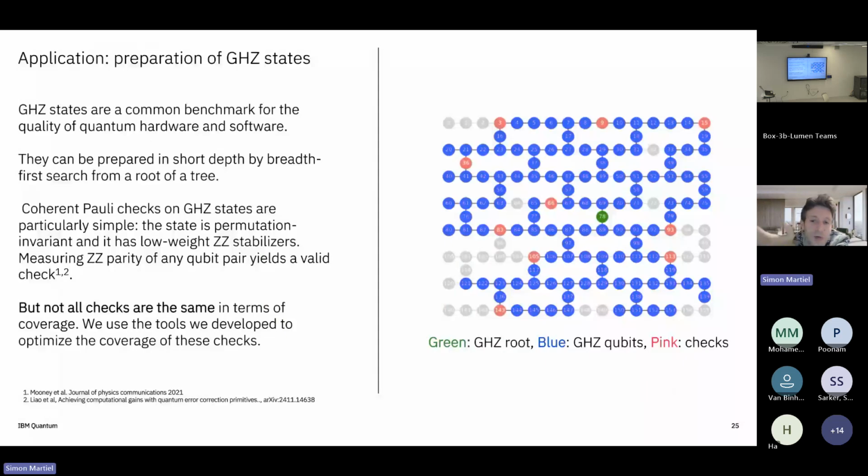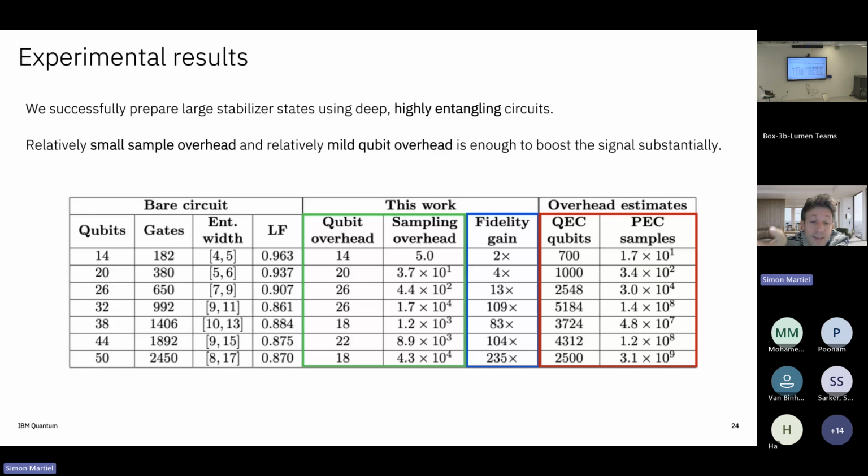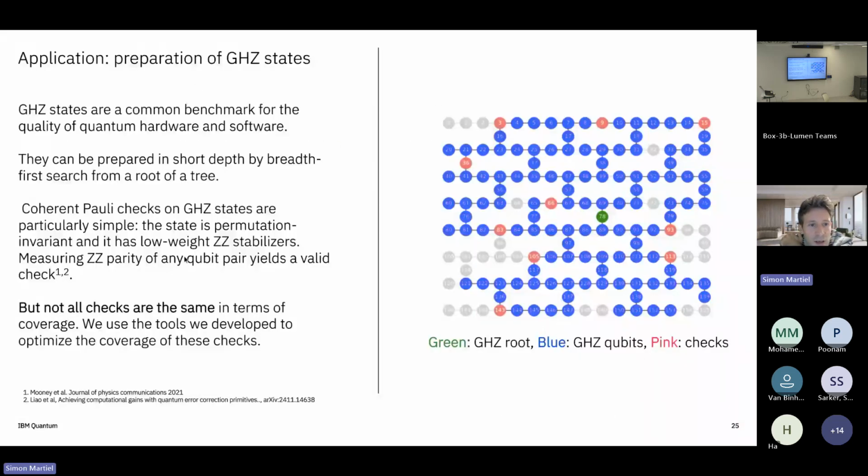So this seems like a very promising technique to actually scale up error detection to interesting regimes, while we wait, of course, for quantum error correction. So we did another experiment, which was trying to prepare a very large GHZ state on our machines.